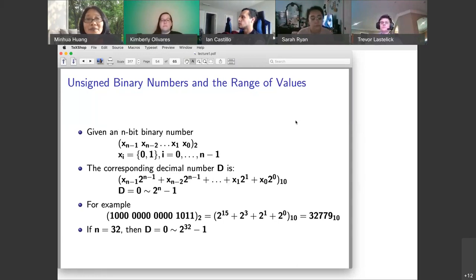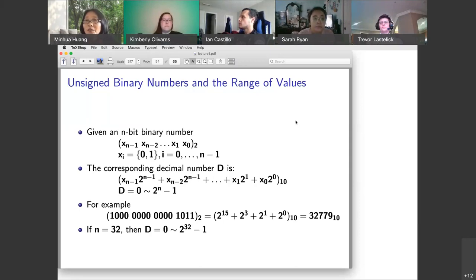The number is written with the most significant bit at the subscript n minus 1, and the least significant bit at position zero. So this is an n-bit unsigned binary number representation. Each symbol is represented by x with a subscript to represent its position. Since it is a binary number, each x_i takes the value either 0 or 1.